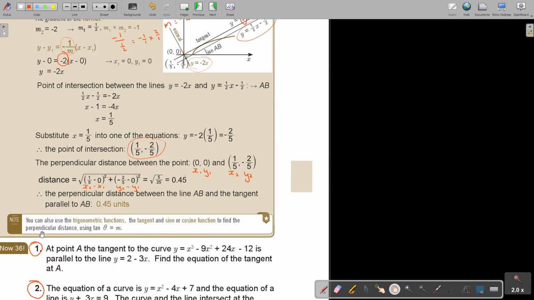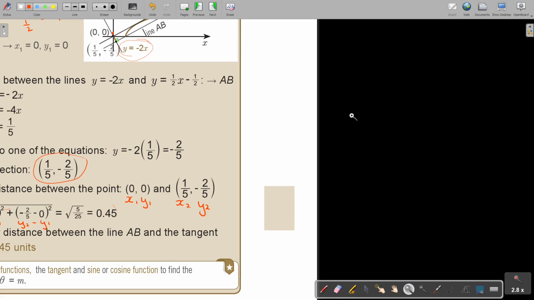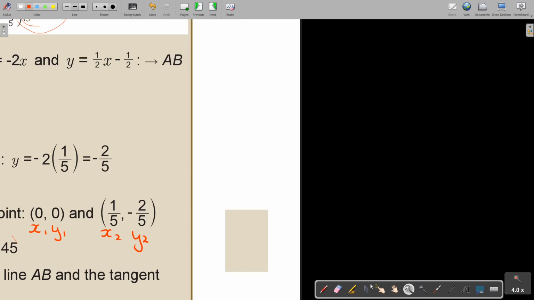Okay, I want to show you, you can also use trigonometric functions, the tangent and sine or cosine, to find the perpendicular distance, using tan theta, using that gradient to find the angle. I want to show it to you. So this whole method you can do differently. I'm just going to make it quite big because I'm going to work on the sketch.